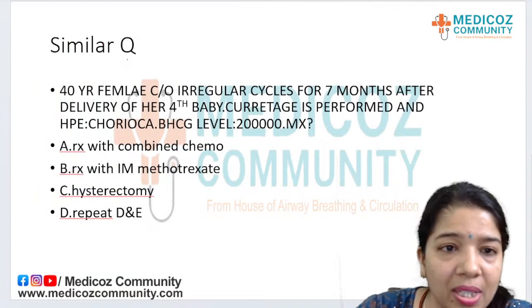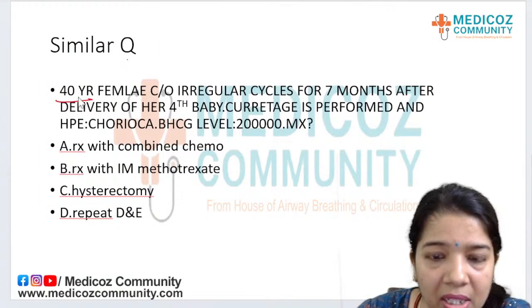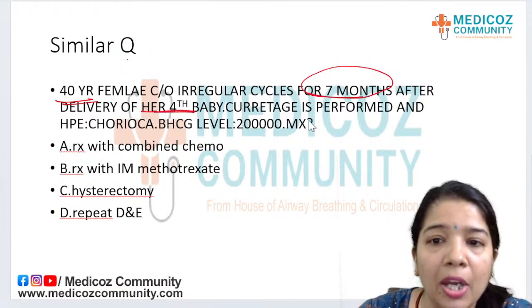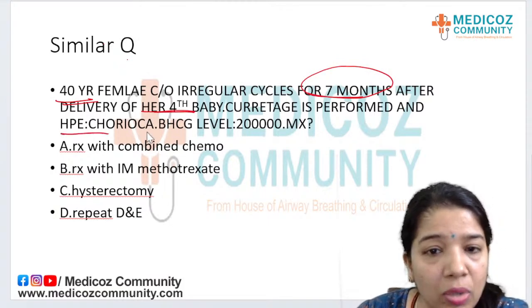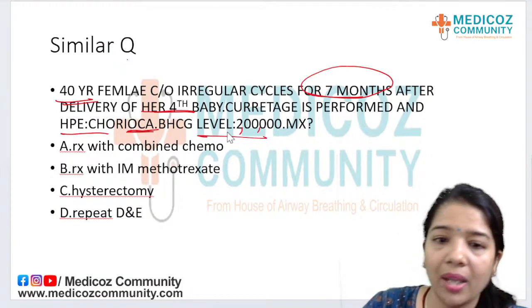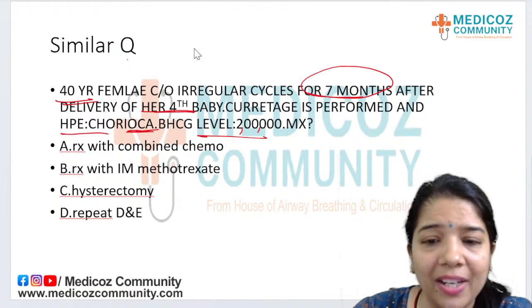Suppose a similar question is there, and now the female is 40 years old, with irregular cycles for 7 months after her delivery of her 4th baby. Curettage is performed, and her HPE is showing choriocarcinoma, beta HCG level is 2 lakhs. Okay, so what will be the management?